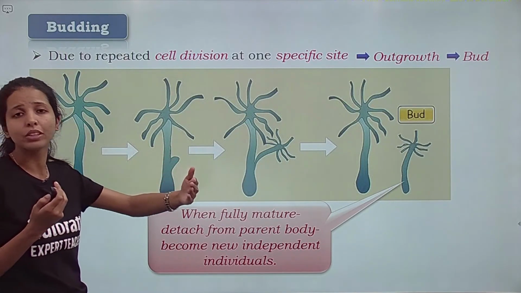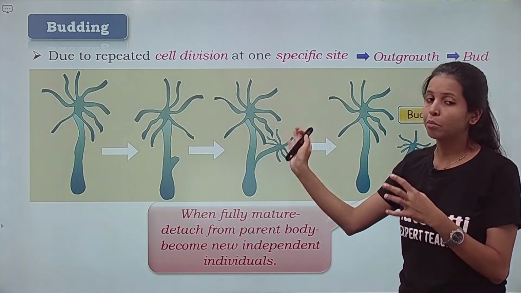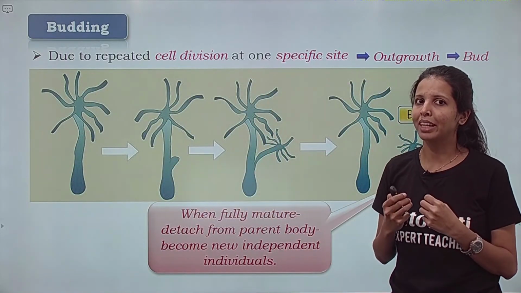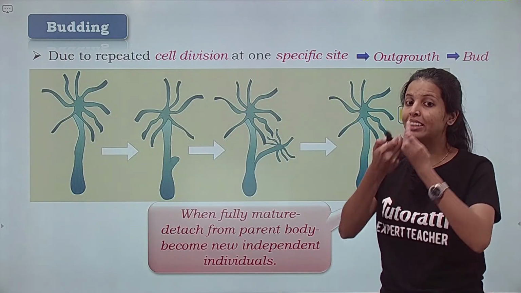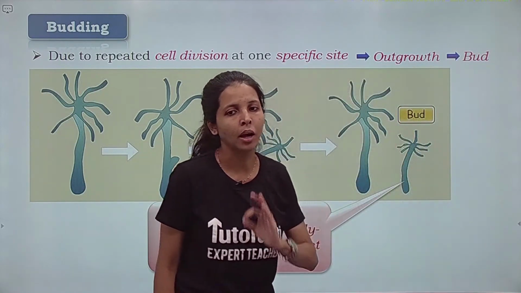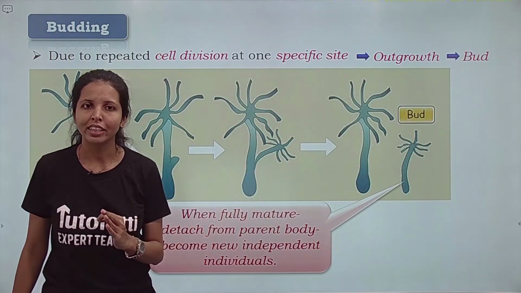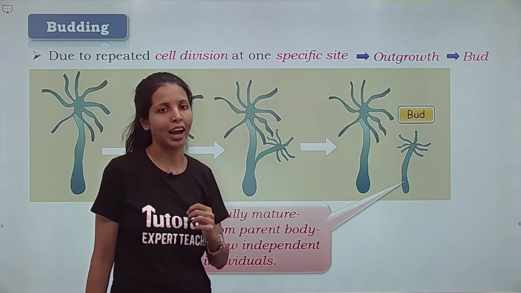वो वाले budding process में भी हमने यही देखा था, right? They are going to remain with their parent body for some time till the time they get the nutrition, and once they are fully mature, they detach. Detach is nothing but separate themselves and thus become a new independent individual. So this is budding in multicellular seen in Hydra.